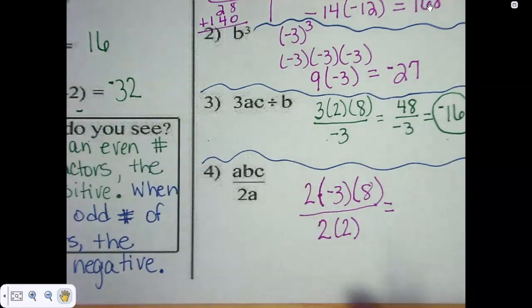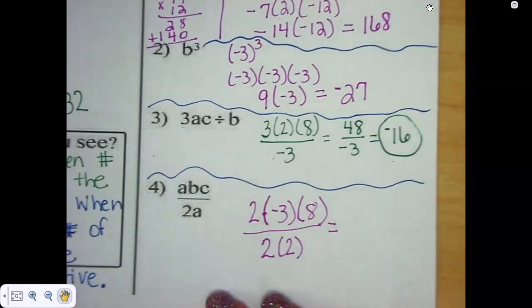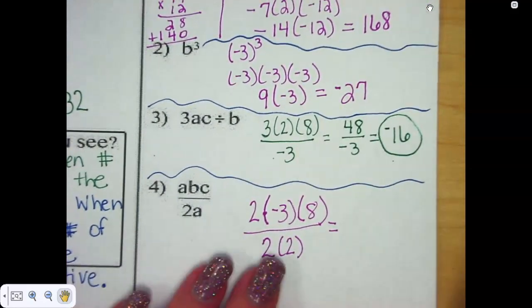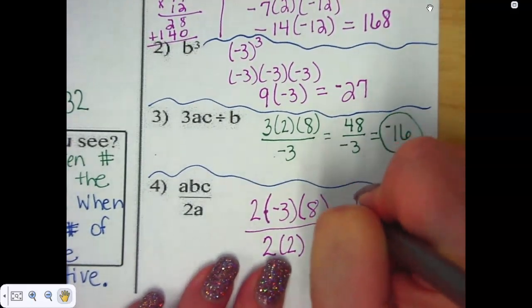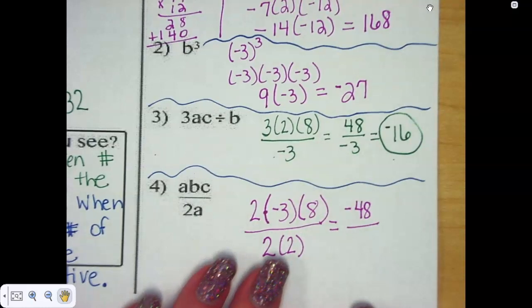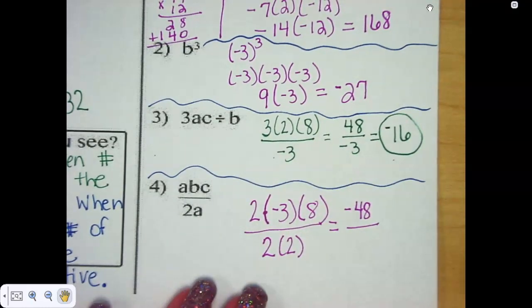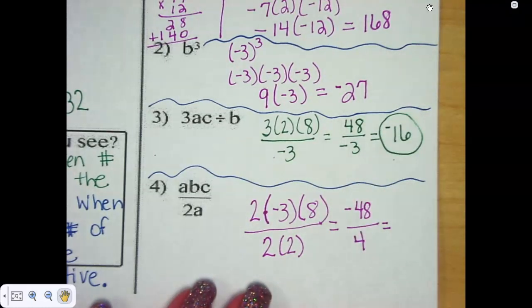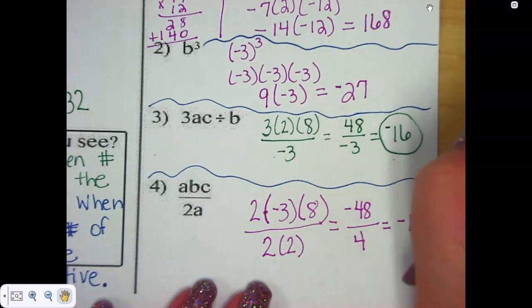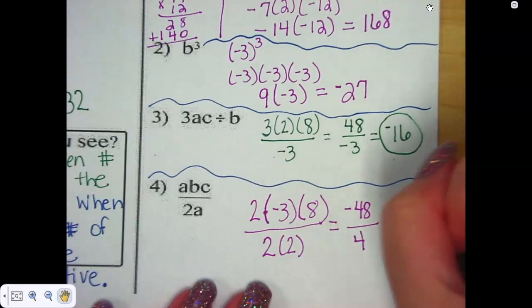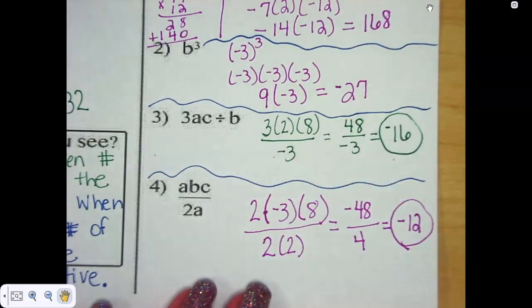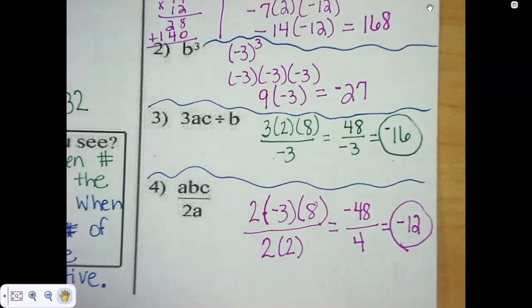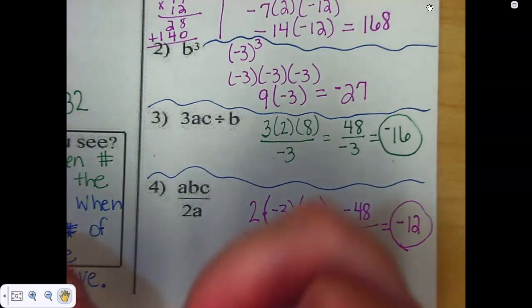Two times negative 3 is negative 6. Negative 6 times 8 is negative 48, divided by, and what's 2 times 2? 4. And now we do the division. Negative 48 divided by 4 is negative 12, right? Everybody good with those?